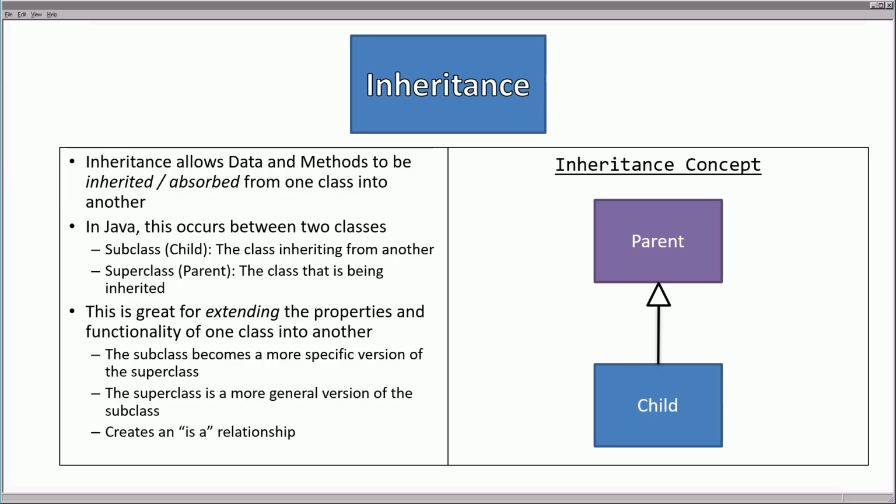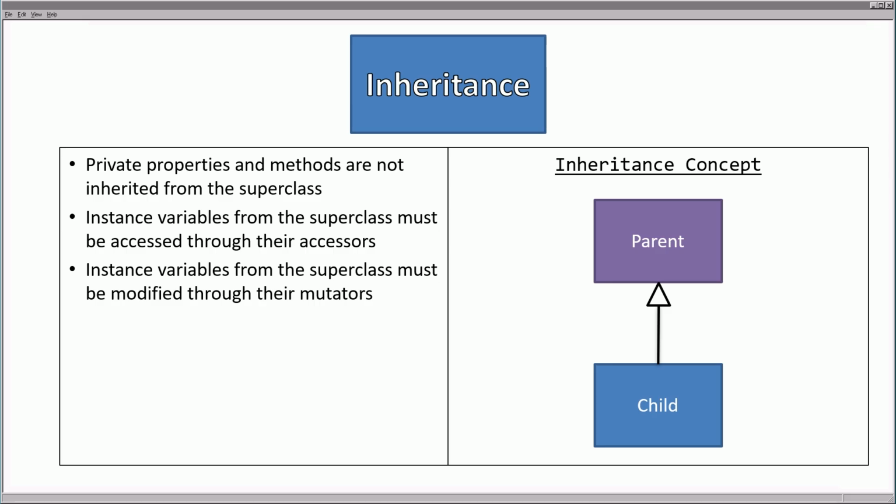Now, this concept is great for extending the properties and functionality from one class into another. The best way to think about this is the subclass becomes a more specific version of the superclass, and the superclass is a more general version of the subclass. This also creates what's called an is-a relationship. So the child is a more specific version of the parent.